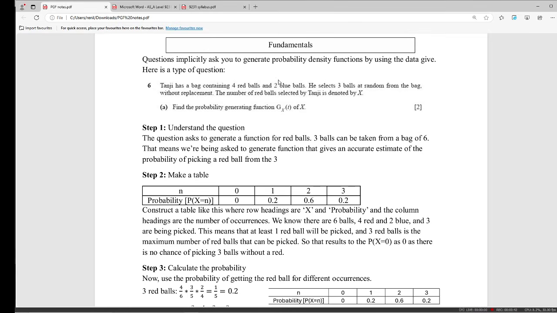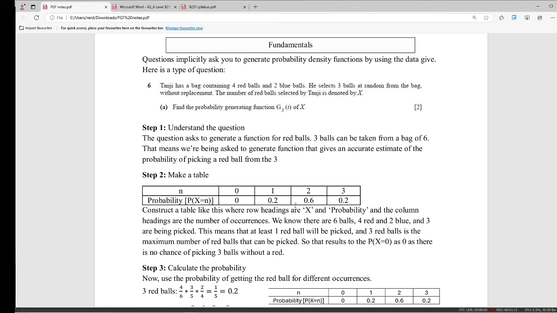We have 4 red balls in this case, 2 blue balls. Selecting 3 balls at random means that you would have at least 1 red ball. So that is one basic thing that you need to understand. What I mean by n over here is the number of occurrences. For n equals 0, it means 0 occurrences, meaning 0 red balls. 1 meaning 1 red ball, 2 red balls, 3 red balls. So that's what I mean by n, and the probability that you're going to get 0, 1, 2 or 3 red balls is shown over here.